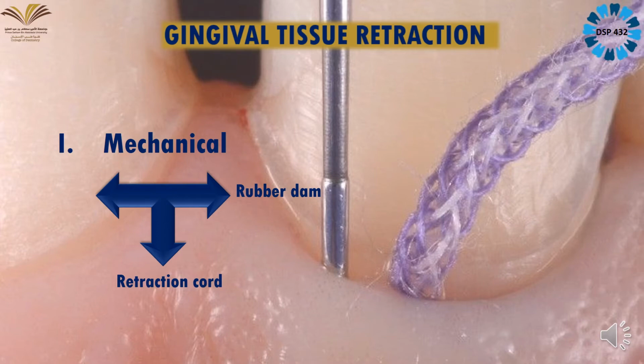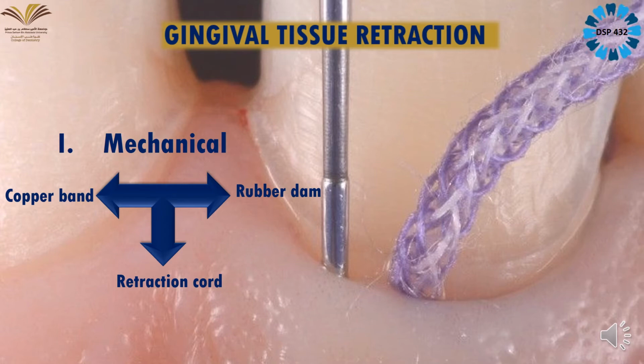Second, we have retraction cord, which is one of the commonest methods, and it can be used in each and every scenario. You can have different sizes of retraction cord to take care of different sizes of the sulcus, because every tooth has a different size of sulcus. So according to that, you have to select the retraction cord. And the last is your copper band.